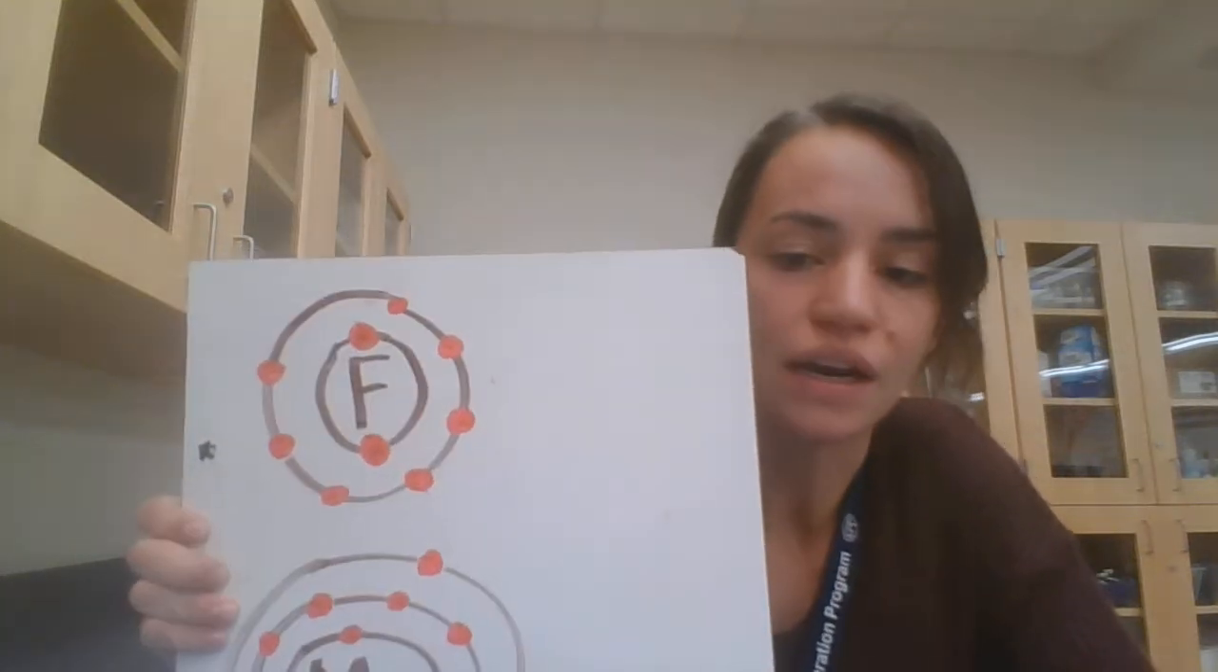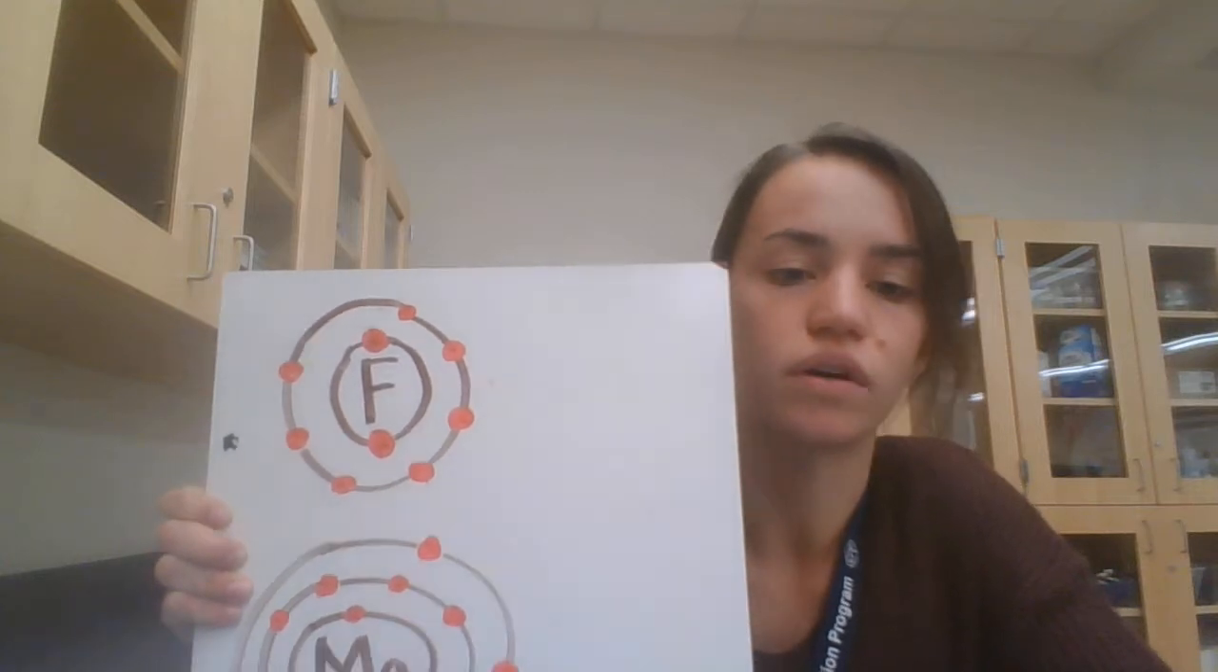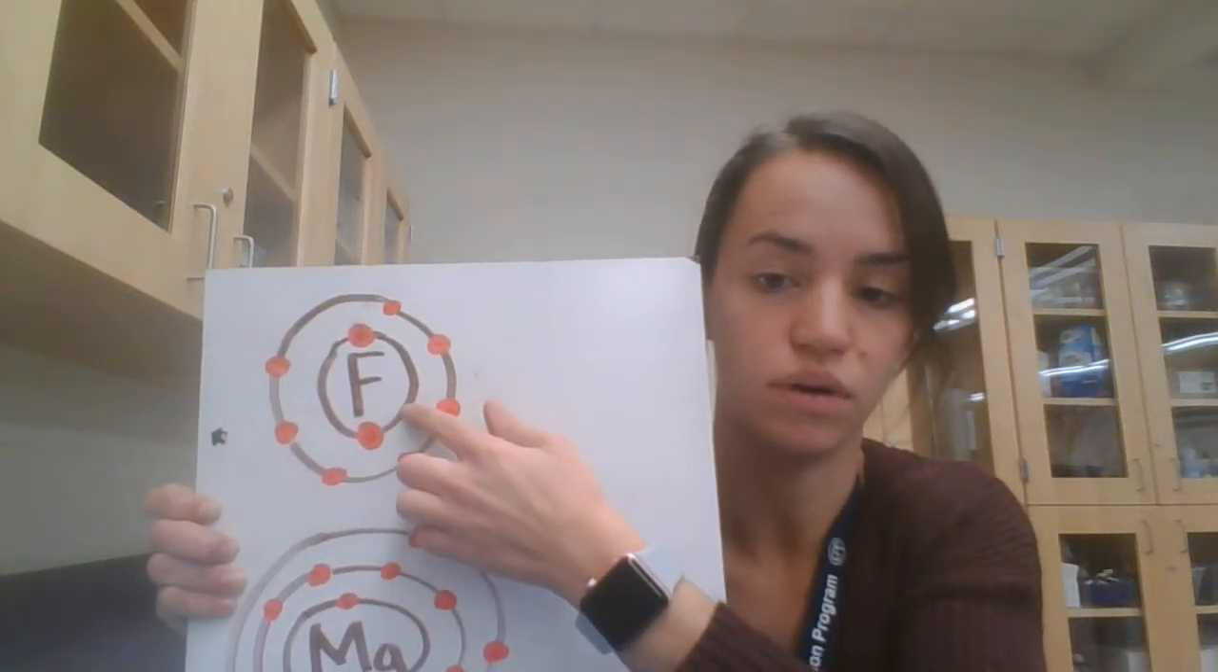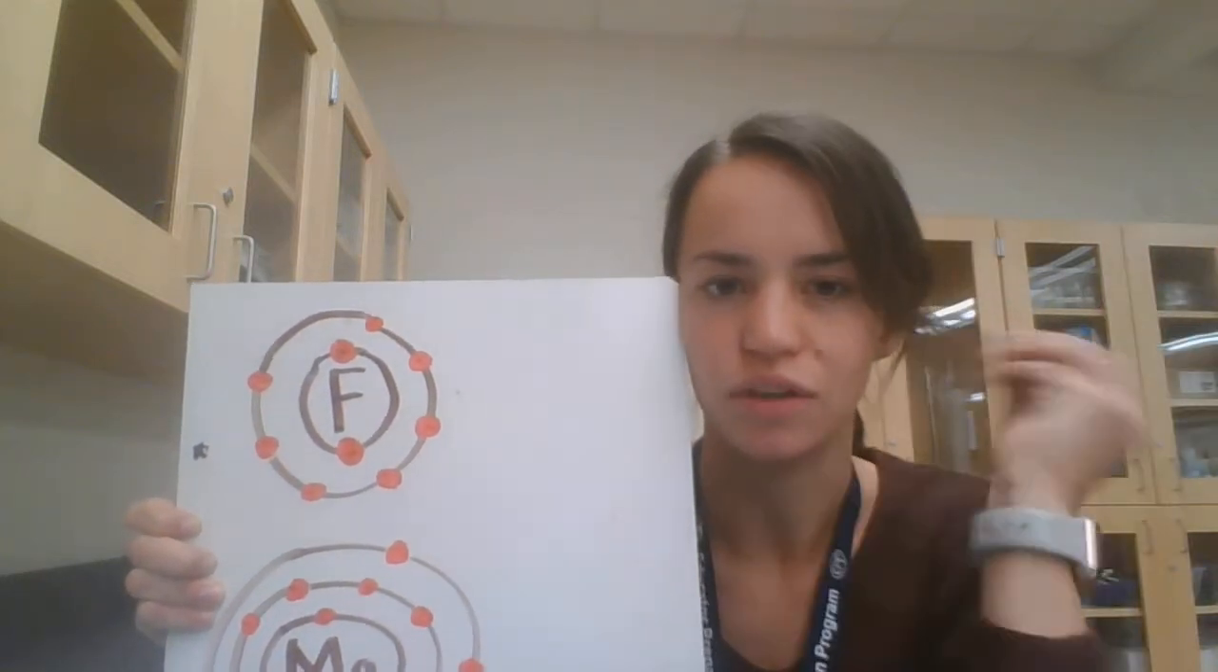For fluorine, if we want to make it full, if we want it to have 8 electrons, or 2 if we're dealing with the first ring, but we're going to deal with the second ring, if we want this to be full, do you think we're going to take electrons away, or do you think we're going to add them?